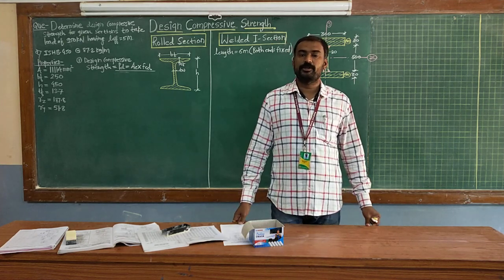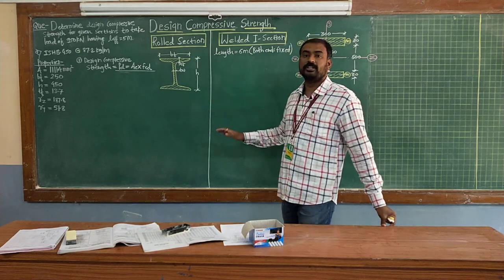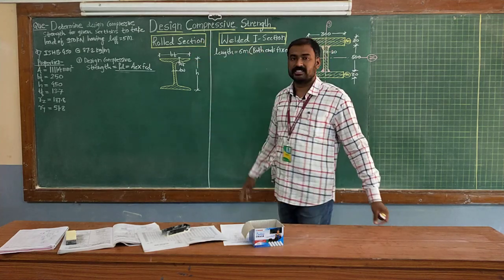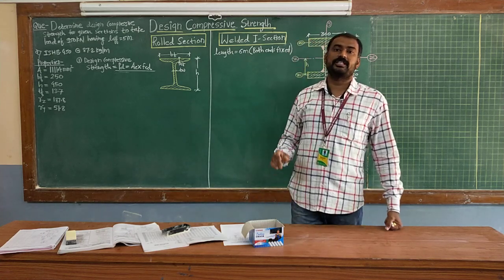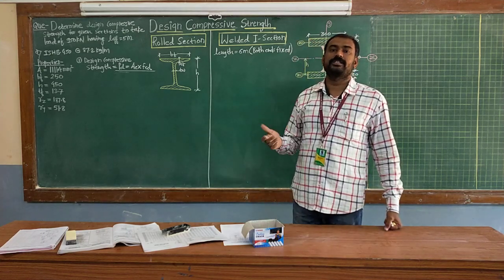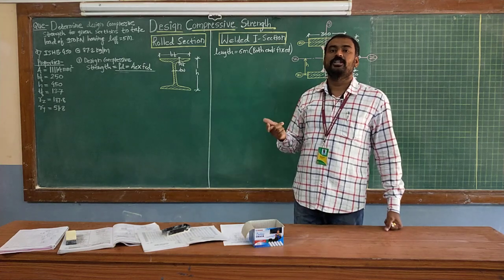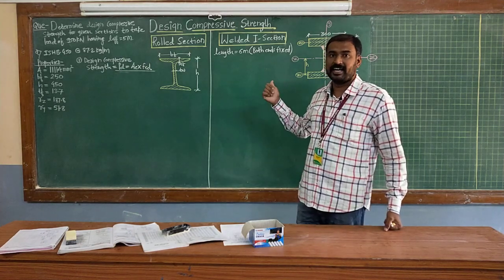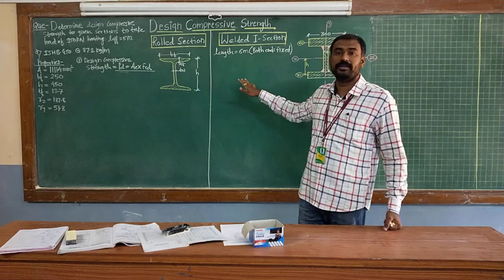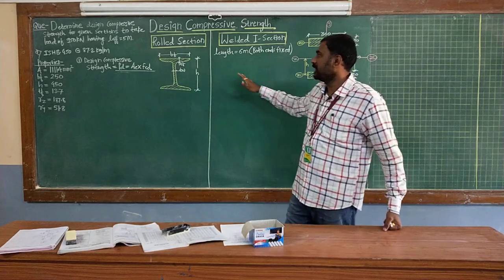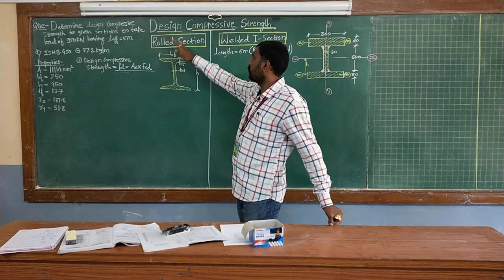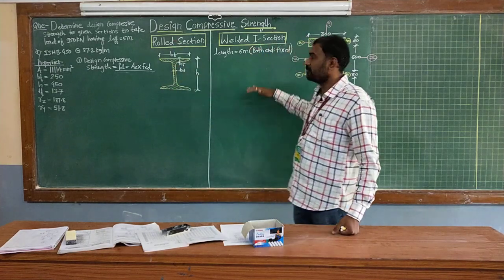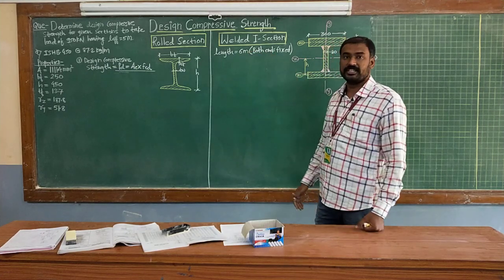So the statement for the given problem: in today's video we are going to compare the rolled sections and welded I sections. How the design procedure is to be performed for calculating the design compressive strength, and referring to the buckling classification for rolled section and welded I section. Here I have divided the board into two parts. Initially on the left side we are going to adopt rolled section design steps, and on the right side we are going to adopt welded I section design steps.